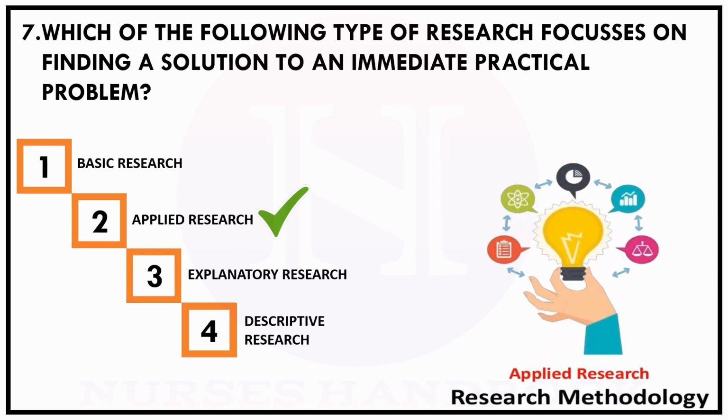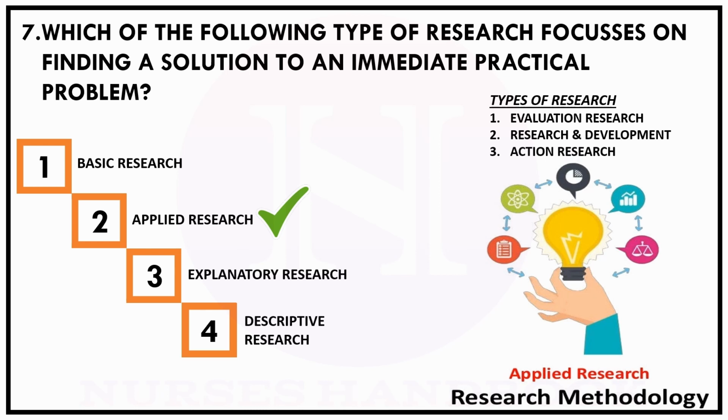Applied research is a type of research design that seeks to solve a specific problem or provide innovative solutions to the issues affecting an individual, group or society. There are 3 types of applied research. First is evaluation research, second is research and development, and third type is the action research.